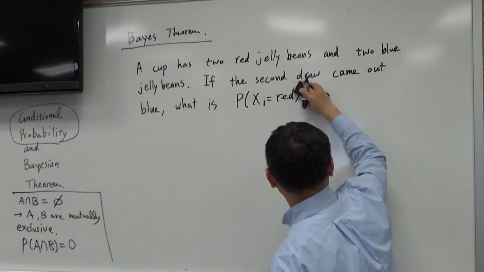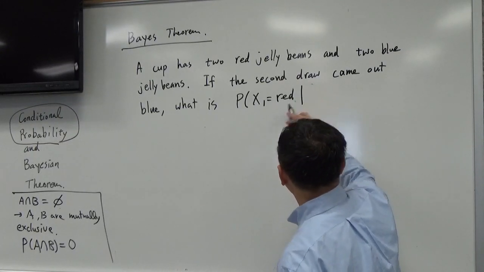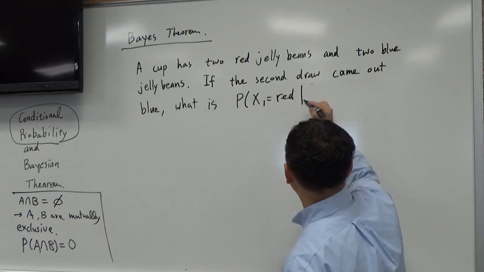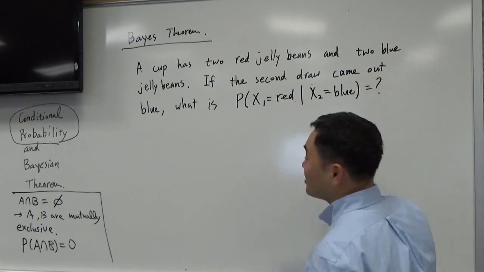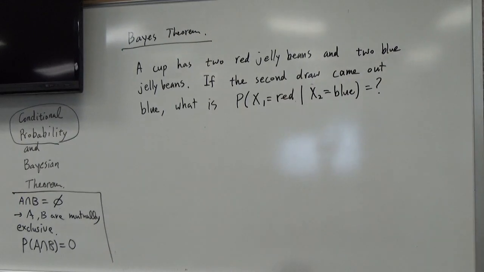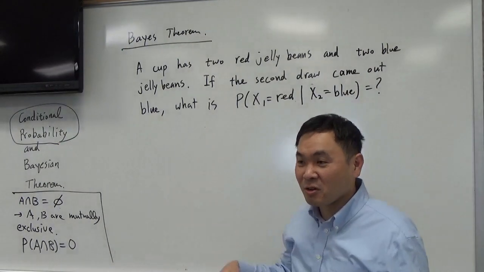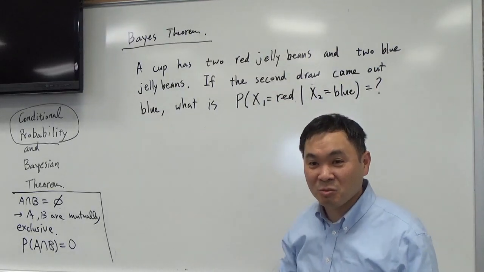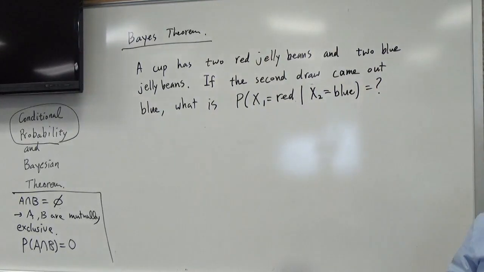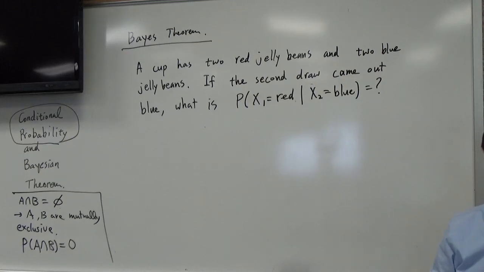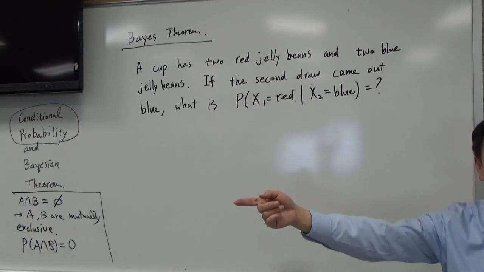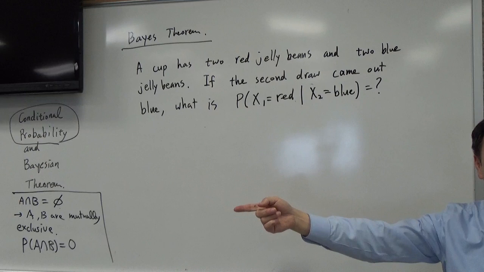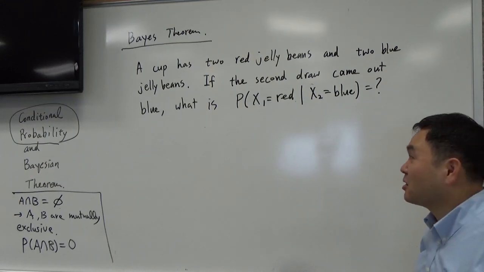What's the probability of the first draw being red if we know that the second draw is blue? Maybe this is like a game where players pick random jelly beans from the cup. The first person picks a jelly bean and doesn't show it to anybody. The second person draws a jelly bean and finds that it's blue. And you want to know the probability that the person who came first picked a red. Yeah, that's basically the idea, right? Okay.